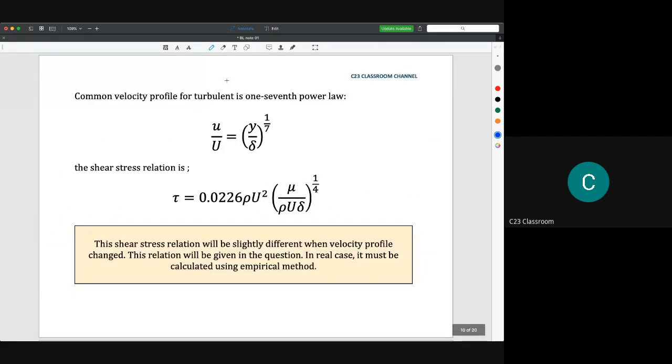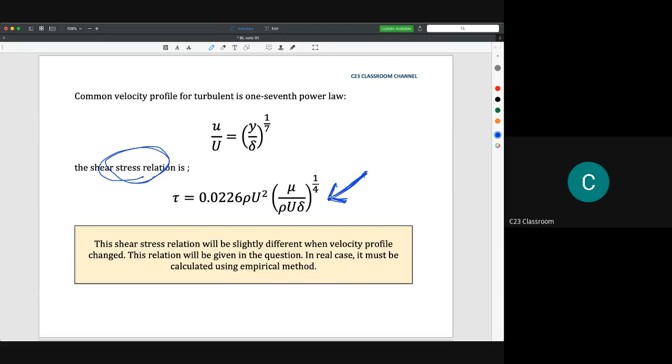But we could calculate the value of shear stress relationship by using the analytical method by Blasius. Okay, so I'm not going to show this one, but this is always given in the question. The Blasius shear stress relation here is actually obtained by using numerical or experimental work, so that's why it cannot be derived by an equation. And usually we will give the value of shear stress in the question.